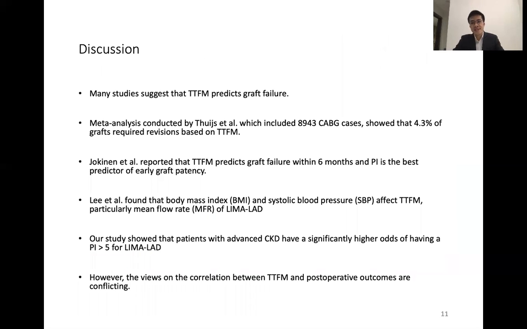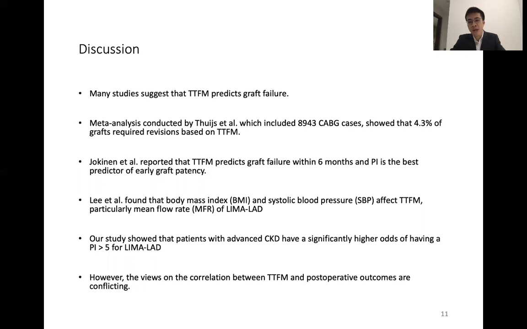Many studies suggest that TTFM predicts graft failure. Meta-analysis conducted by Twist et al., which included 8,000 CABG cases, showed that 4% required revisions based on TTFM. Jokinen et al. reported that TTFM predicts graft failure within 6 months, and PI is the best predictor of early graft patency. Lee et al. found that BMI and systolic blood pressure affect TTFM, particularly mean flow rate of LIMA LAD.